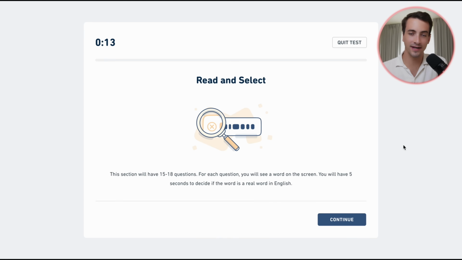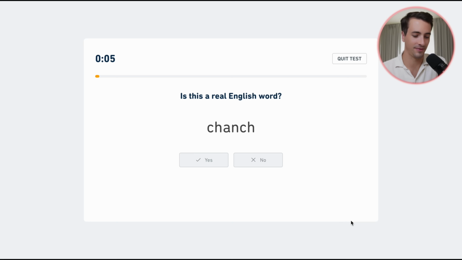The mock test, like the real test, always starts with read and select questions. So you will be given a word and you have to say whether it's a real English word or not. Chance. No, not a real English word. Ironically. Yes.